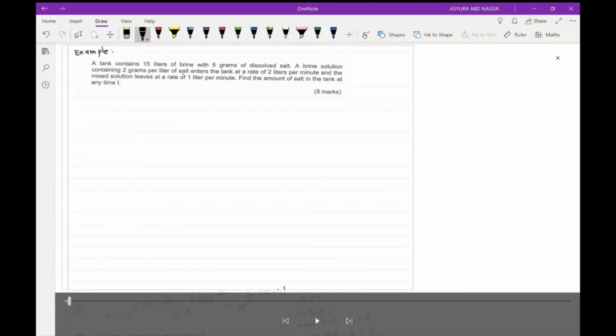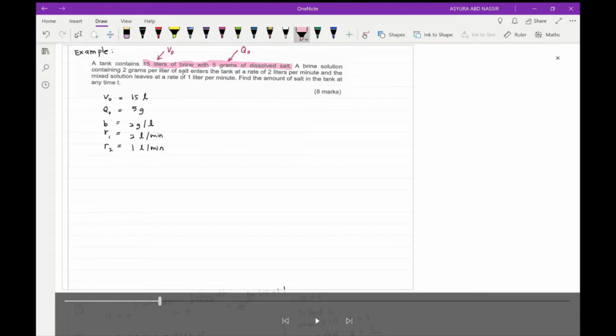Firstly, list out the 5 terms that you need to use in your formula, that is V0, Q0, B, R1 and R2. So we have a tank that contains 15 liters of brine with 5 grams of dissolved salt. Meaning here, this 15 liters will be your V0. And then you already have the dissolved salt in your original solution, so Q0 is 5. And then we have a brine solution containing 2 grams per liter of salt.